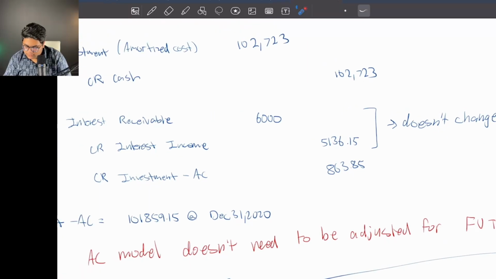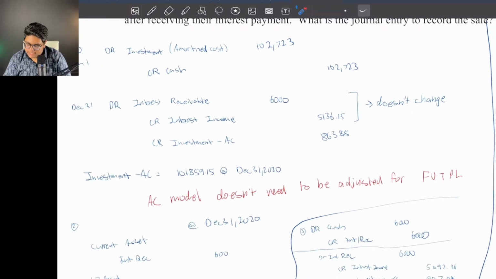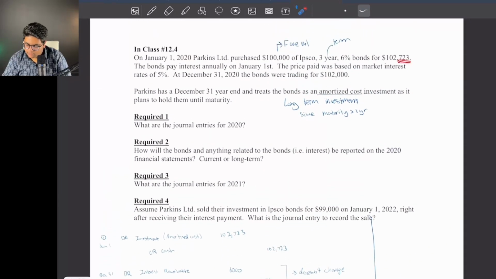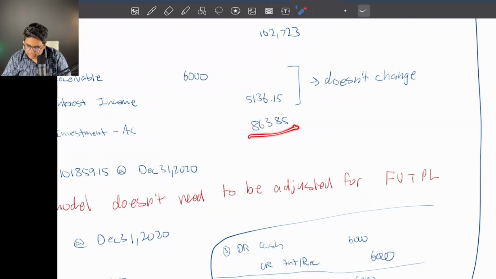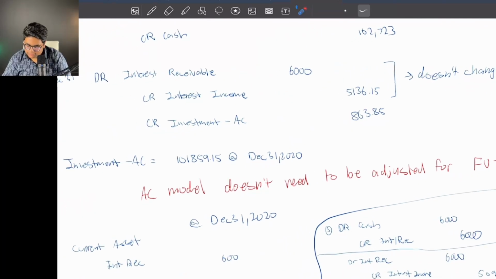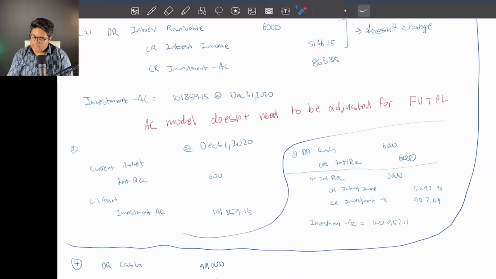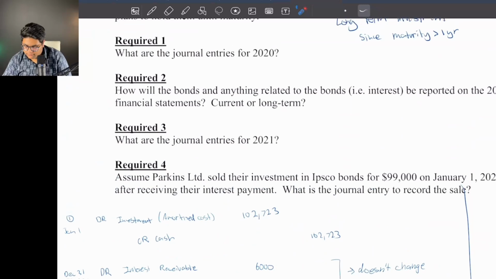The difference between this debit and this credit is this credit. So we have a credit of investment, a reduction of $863.85. So what we do now is we take our $102,723 minus our $863 to get our new investment value at $101,859.15. This is at December 31st, 2020. So the amortized cost model does not need to be adjusted for fair value to profit and loss.